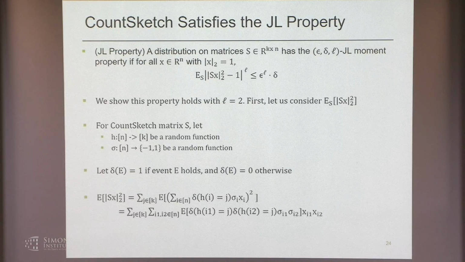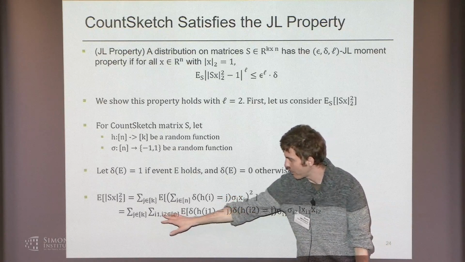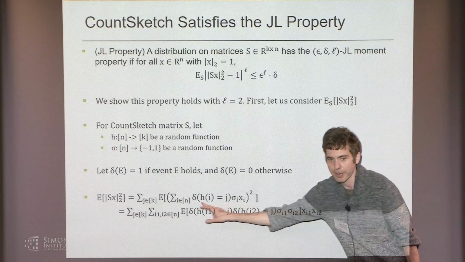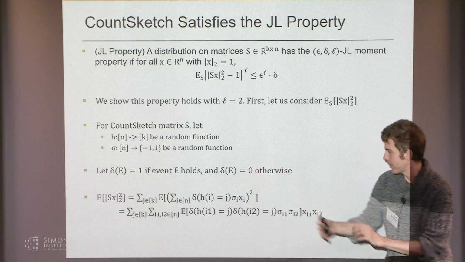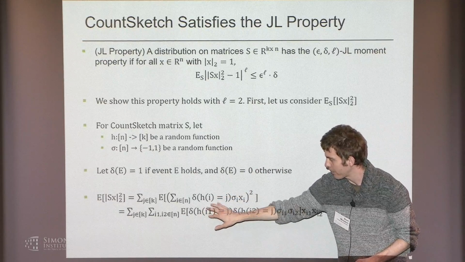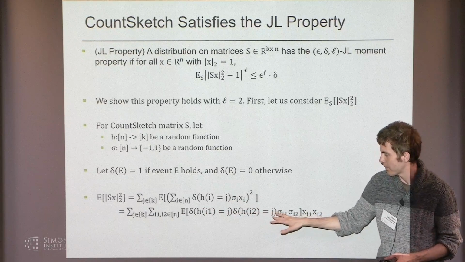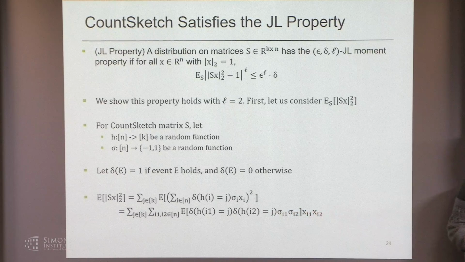Okay, so let's just expand the square on the next line. So all I did now is I expanded this, and I have a sum over all pairs of indices i1 and i2 between 1 and n. And now I have this expectation of the product. I have two of these things now. So indicator that the i1th coordinate hashes to the jth bucket, and the i2th coordinate hashes to the jth bucket, times sigma i1, sigma i2, times x_i1, x_i2, where I'm calling the rows buckets. Okay, this is just expanding the square.